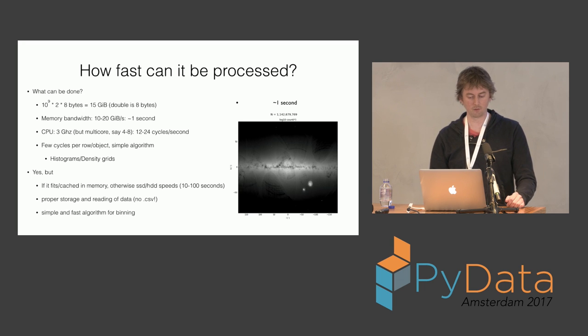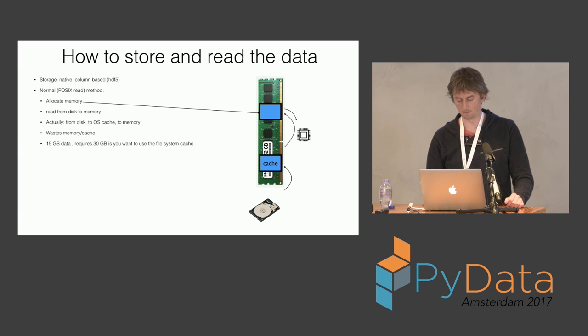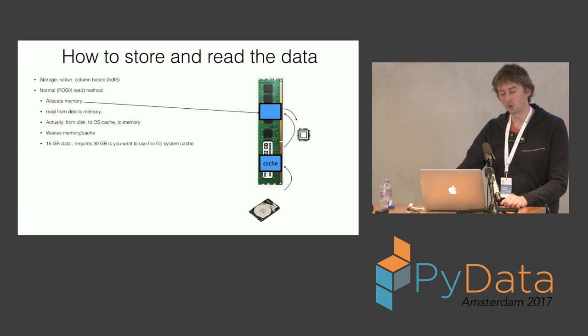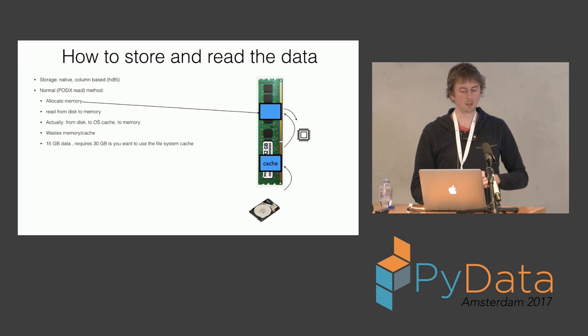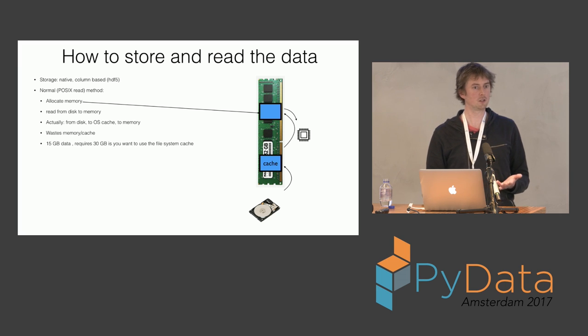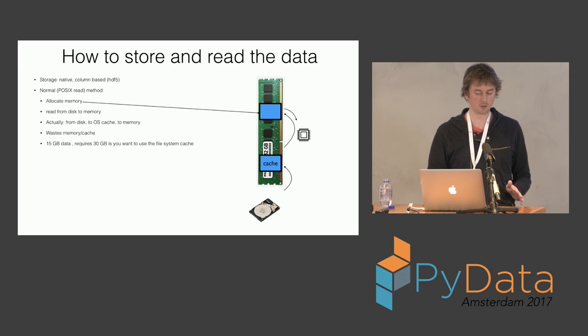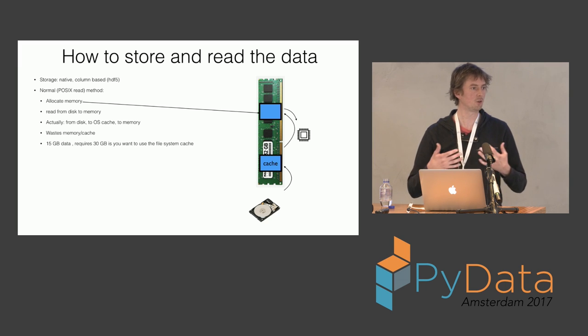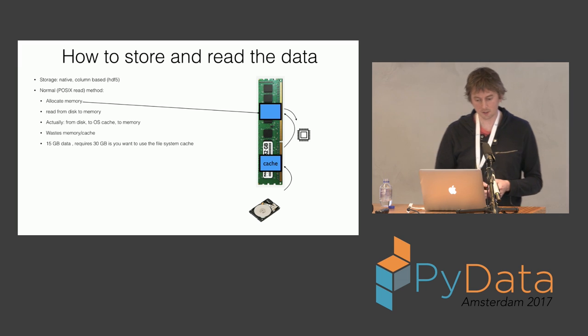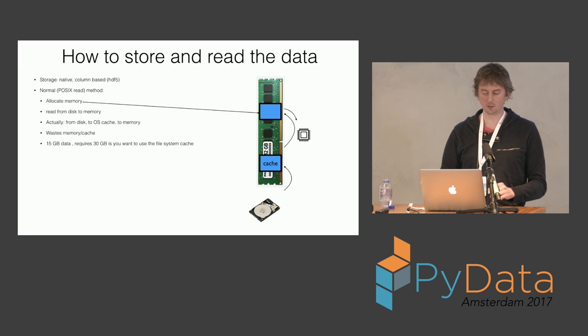And you need some simple and fast algorithms for the binning, but that's the simplest problem. So how do you store the data? Well, you want to store it like the CPU understands it, so you don't have to do any conversion. And you want to do it column-based, such that if you read in a column, it's all sequentially read. And we're using HDF5 for that.